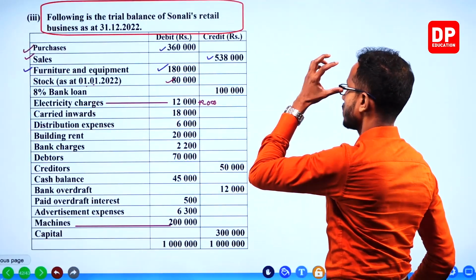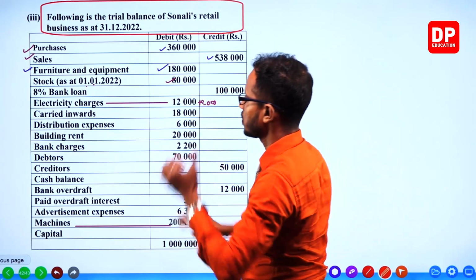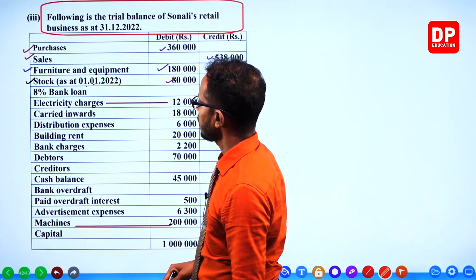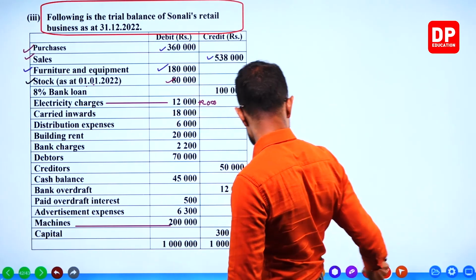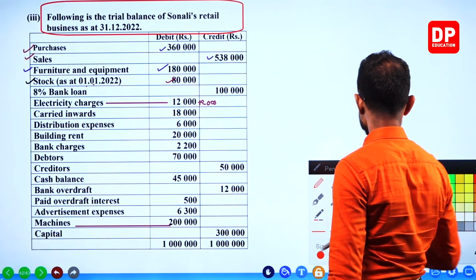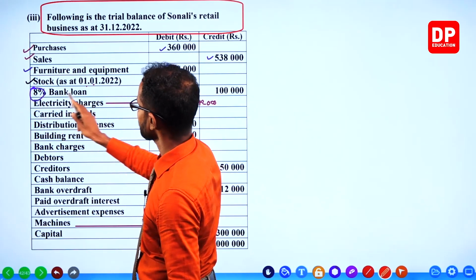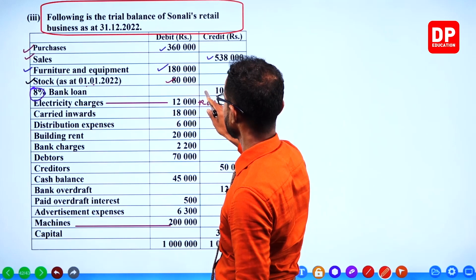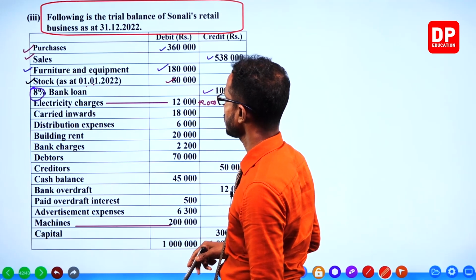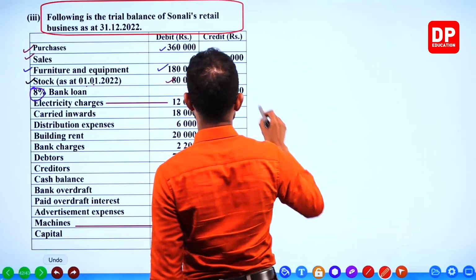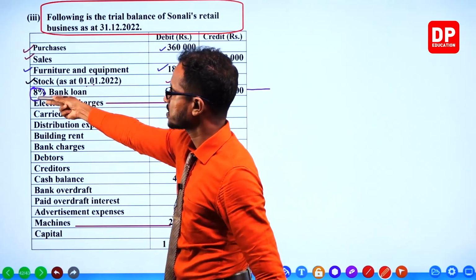And we are done with this side. Stock. 8% bank loan. We already know that there is an adjustment here. This 8% is an adjustment. First you take the bank loan, 100,000, and from 100,000 you calculate 8%.